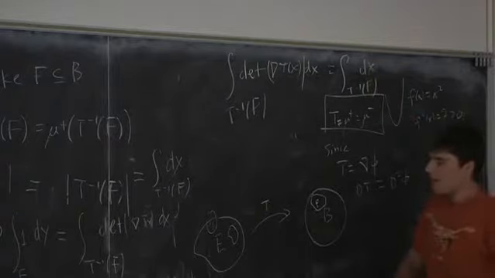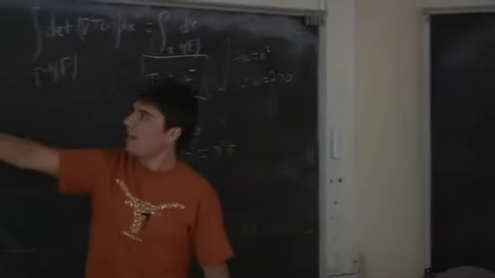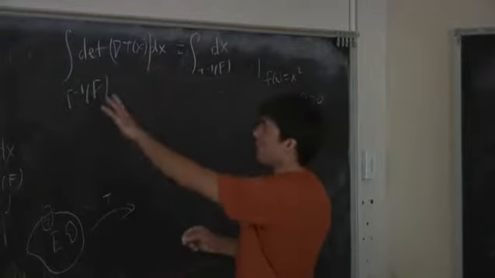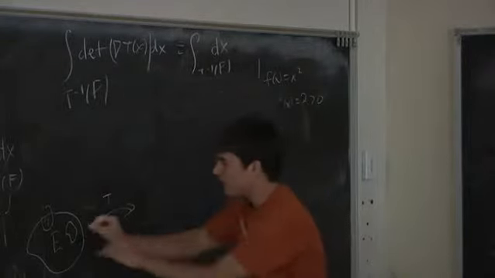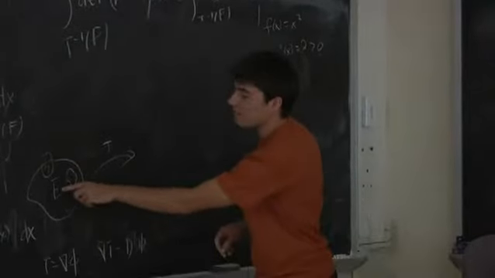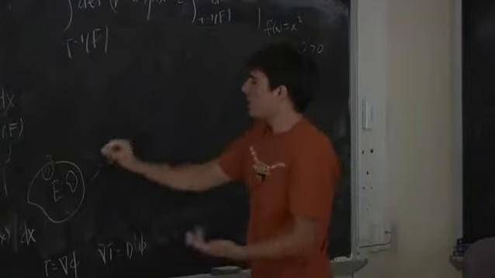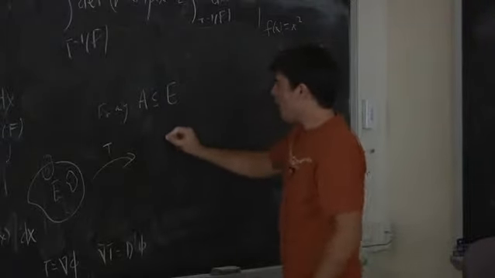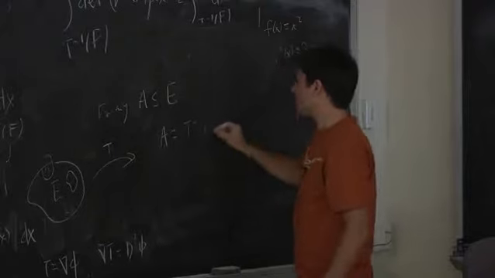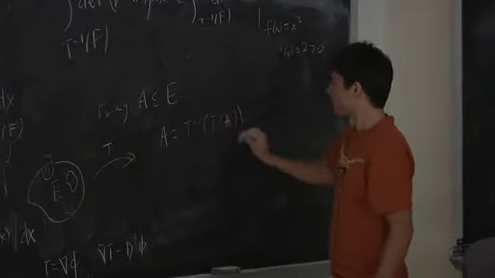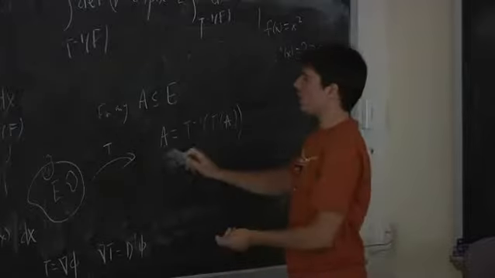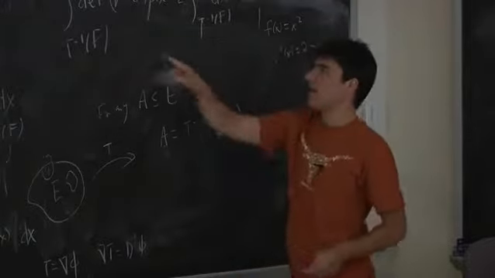But now, how did we pick F? F was any subset of B. So in particular, T inverse of F is actually any subset of E because T is one to one. So for any, let's say, A a subset of E, you can write A equal to T inverse of T of A. Since F was arbitrary, A is also arbitrary. You can pick any A, and it's going to have the form T inverse of something.